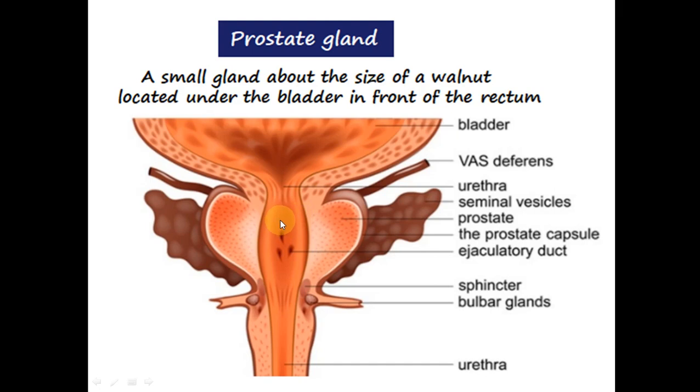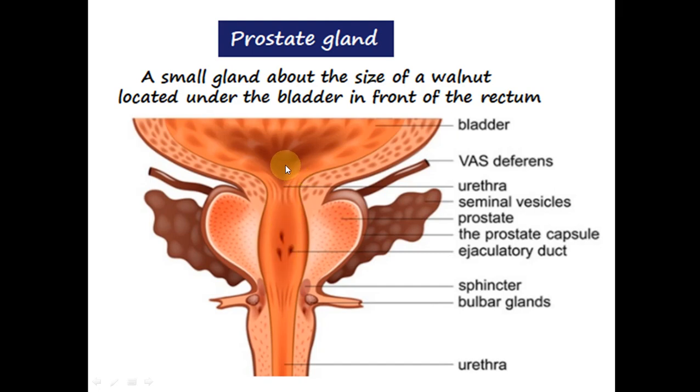So the ejaculatory duct, which is formed by the union of the ductus deferens carrying the sperms and the seminal vesicles that secrete the semen and constitute the major portion of the male semen, joins the prostatic excretory ducts and opens into the prostatic portion of the urethra.